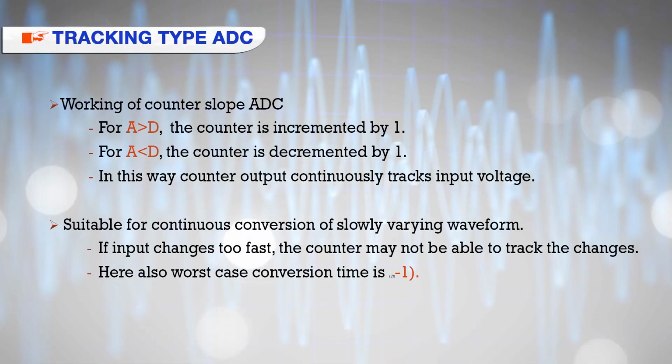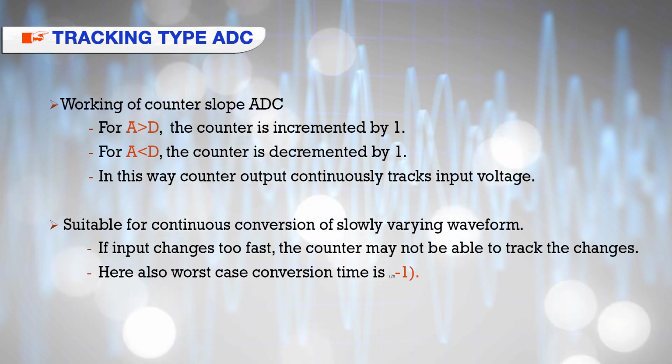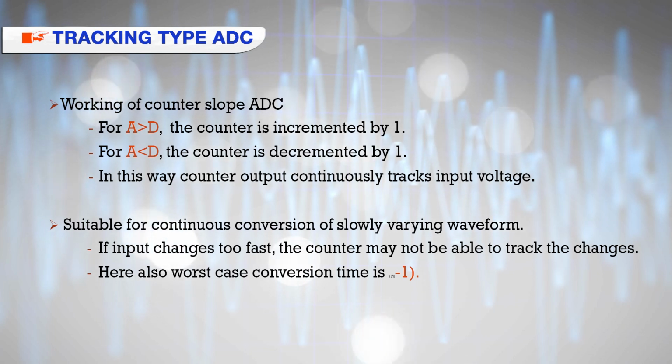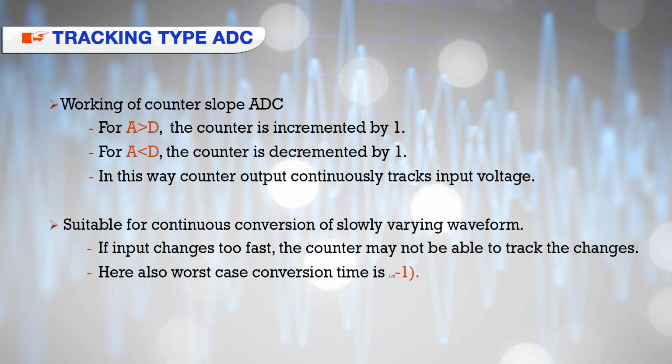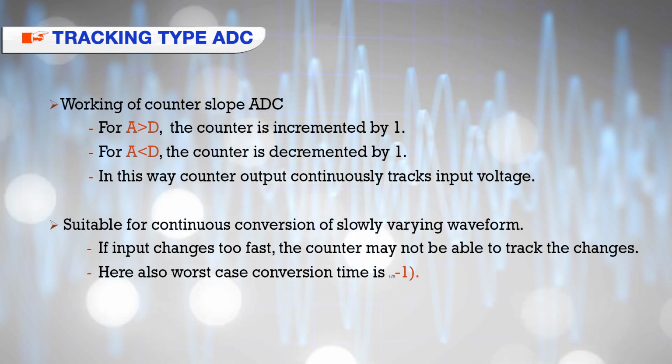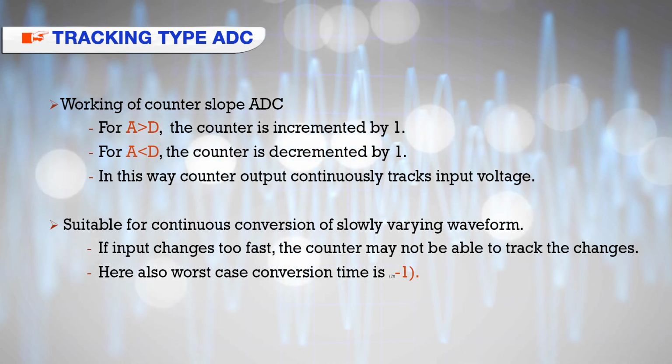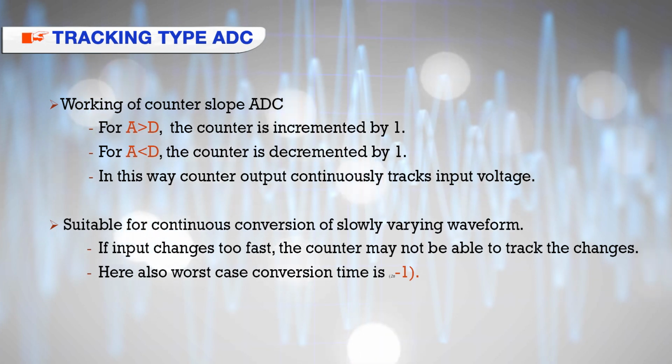Here the comparator output can be 0 or 1. For V input greater than DAC output, comparator output is 1, and so AND gate output will also be 1. And for V input less than DAC, comparator output will be 0, and also AND gate output will be 0. Now here, when 0 is fed to counter, it performs down count to reduce DAC output, and when 1 is fed to counter, it will perform up count to increase DAC supply.